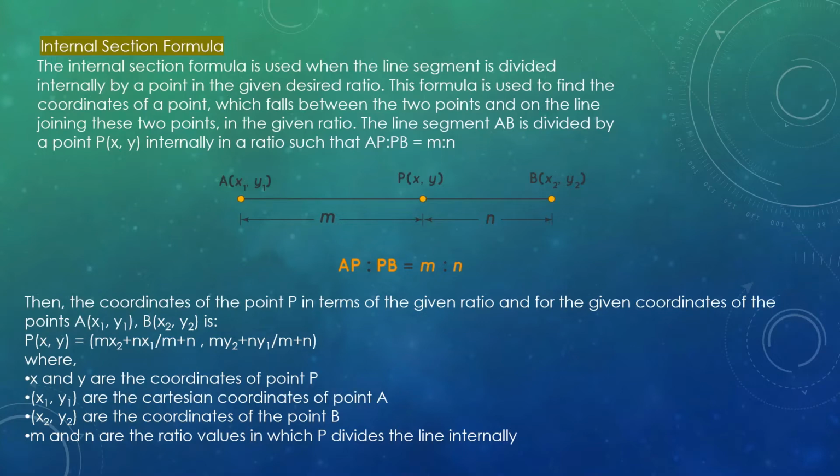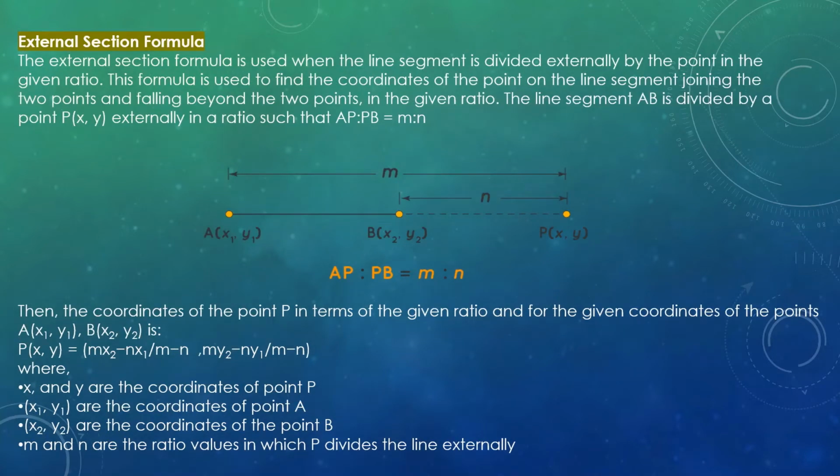Then the coordinates of the point P in terms of the given ratio and for the given coordinates of the points A(x1, y1), B(x2, y2) is P(x, y) equals (mx2 plus nx1) upon (m plus n), comma (my2 plus ny1) upon (m plus n), where x and y are the coordinates of point P, x1, y1 are the Cartesian coordinates of point A, x2 and y2 are the coordinates of the point B, m and n are the ratio values in which P divides the line internally.